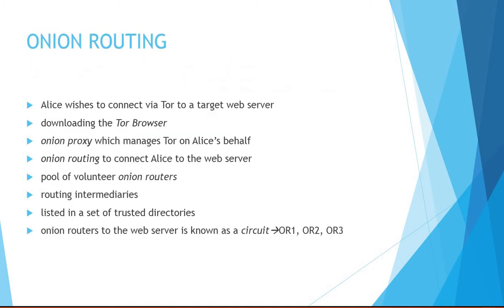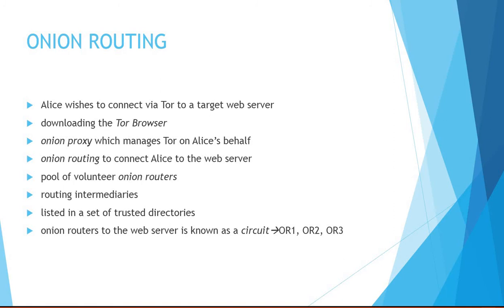Now let's see how onion routing will happen between the sender and receiver. When they are using the Tor tool, how will it happen? We are going to see.